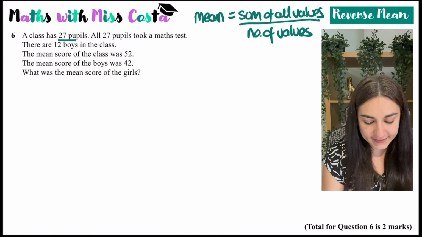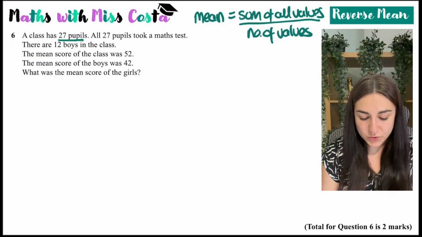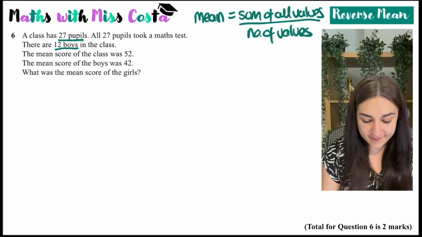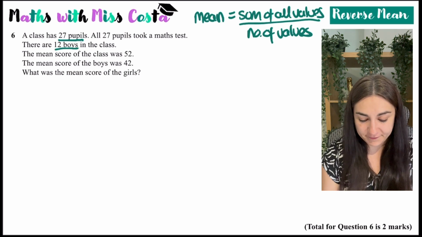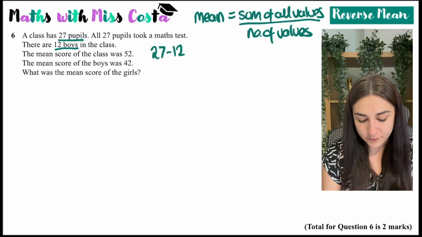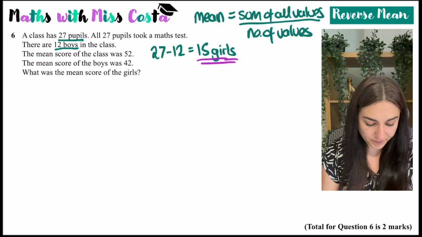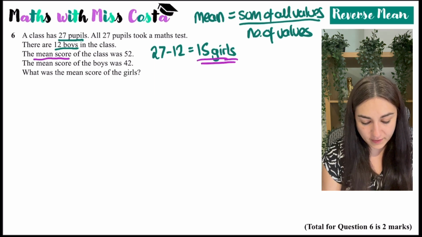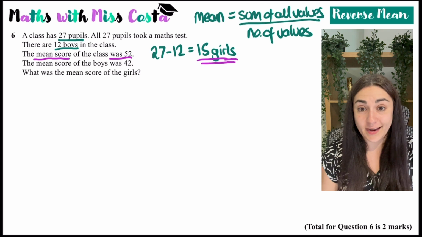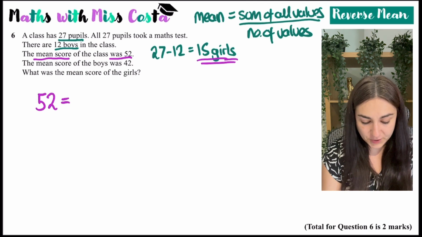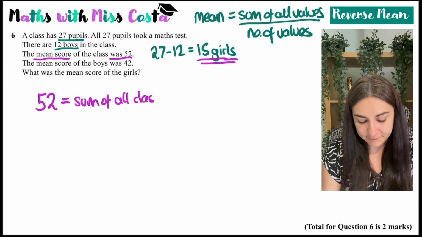Now I'm told that a class has 27 pupils. All 27 pupils took a maths test, and there are 12 boys in the class. Okay, so first things first, if there are 27 pupils and there are 12 boys, that must mean that there are 15 girls. So you can just work out that little bit of information. The mean score of the class was 52. Okay, I've been given some information about the total mean.